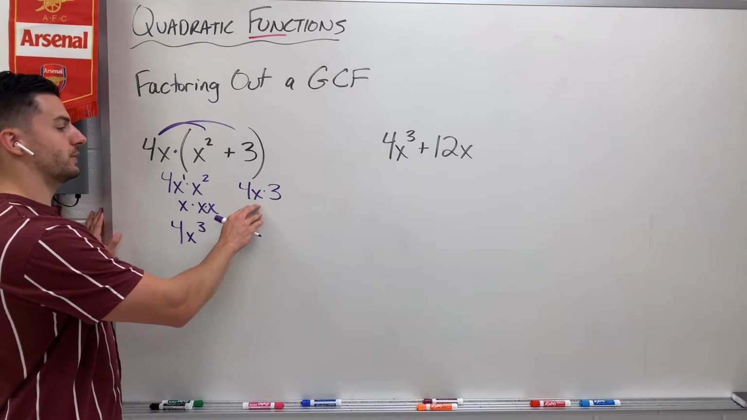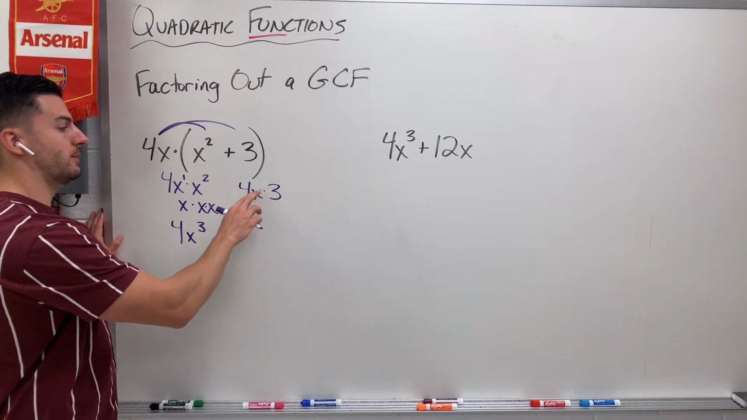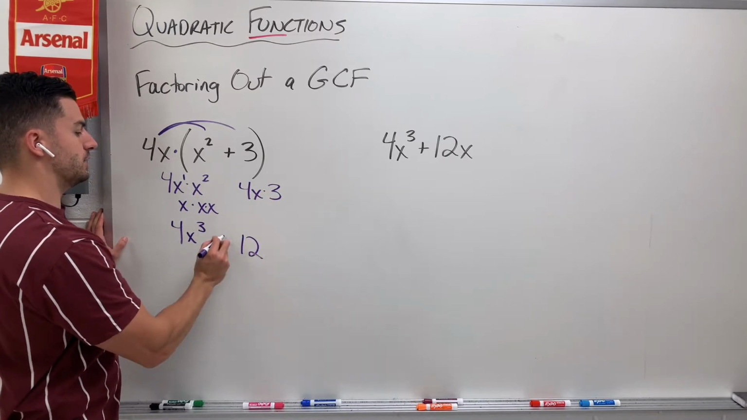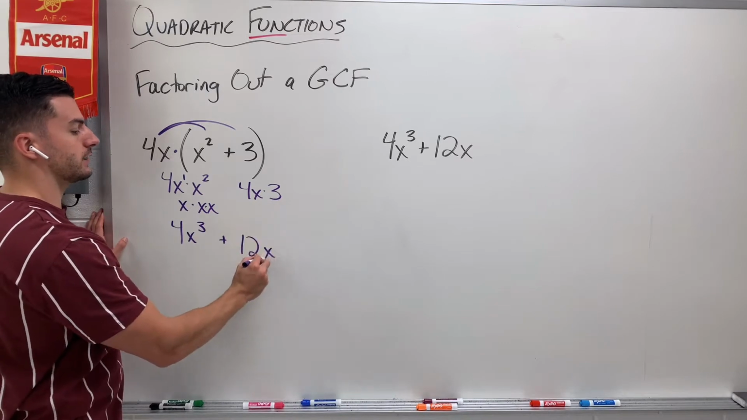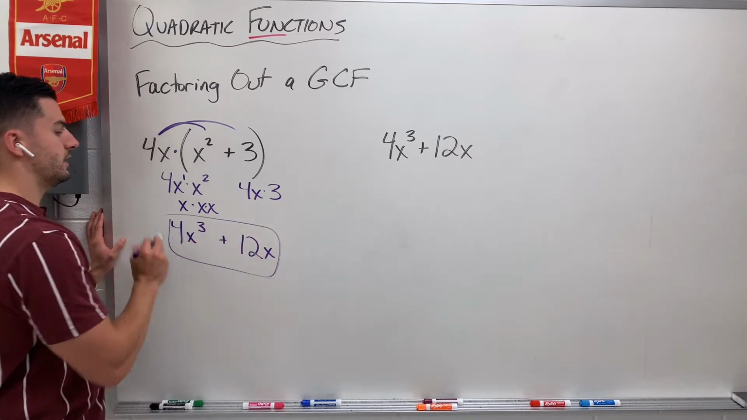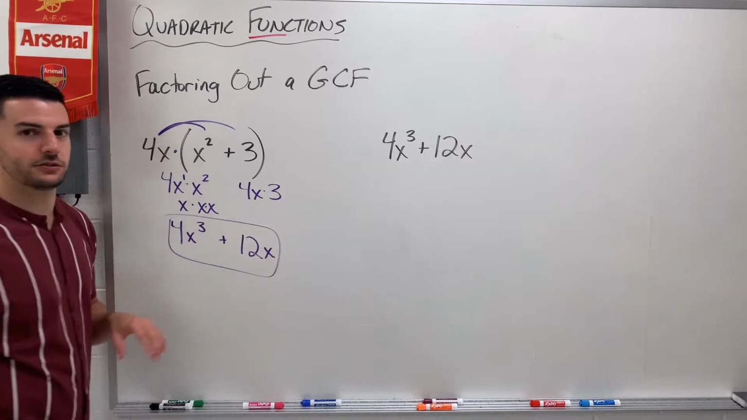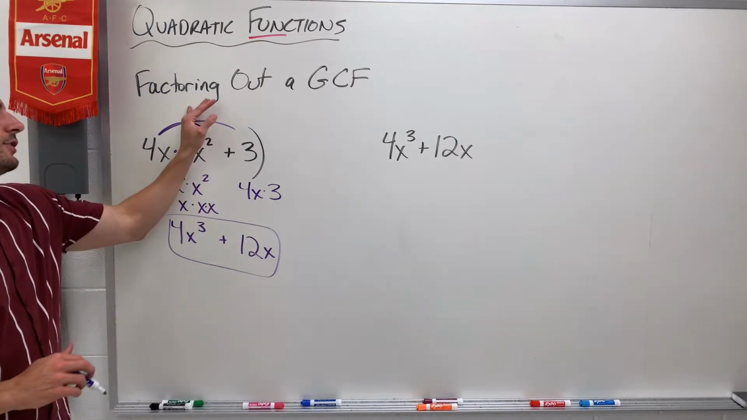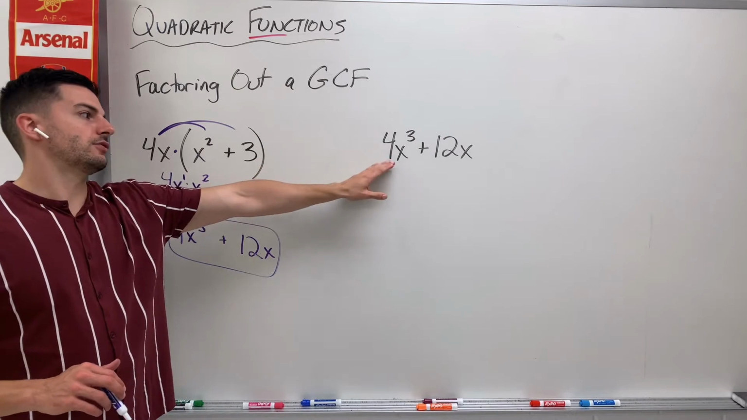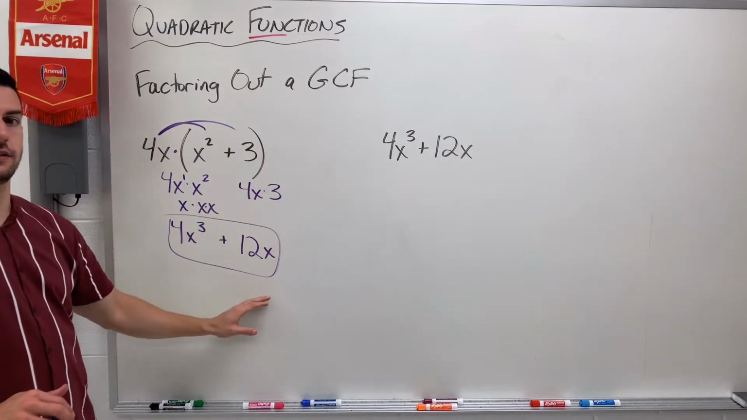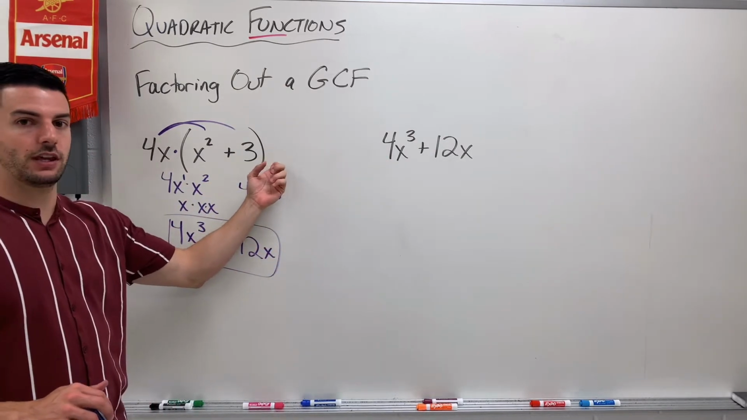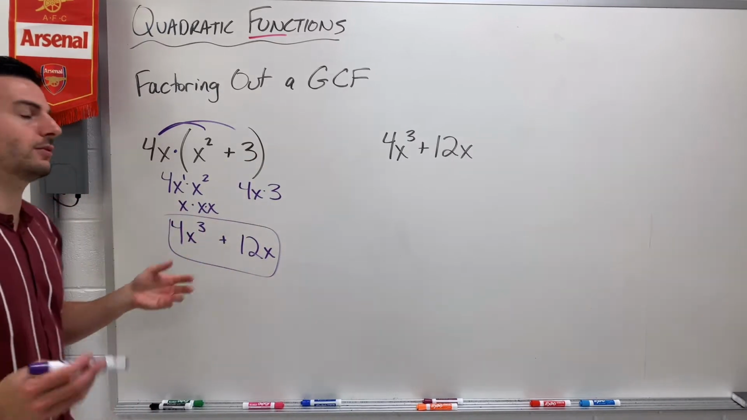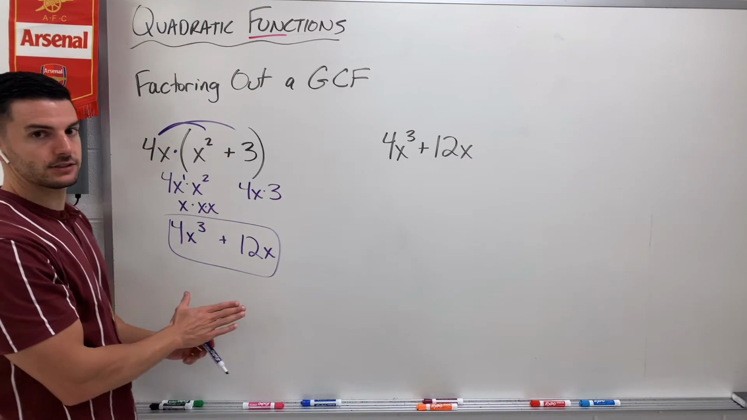Then in this one, this one doesn't have an x, so all I have to worry about is 4 times 3, which is 12. That would be positive 12, so positive 12x, because that x stays there. And hey, what do you know? There's the answer right there, okay? But I wanted to show you that process because factoring out a GCF is the reversal of this process. You probably recognize it from Algebra 1, or even if you don't remember it exactly, hopefully it makes sense.